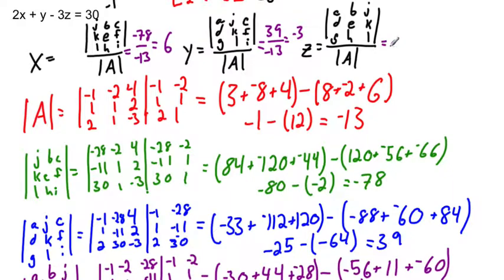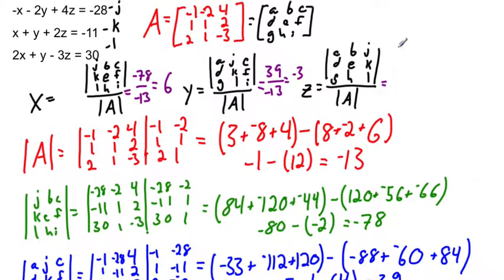And then for z, in my numerator, we got a 91. In my denominator, we got a negative 13. And that's going to give me a negative 7. So my final solution is 6, negative 3, negative 7.